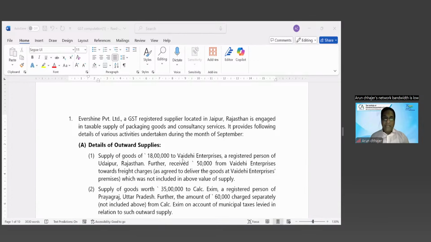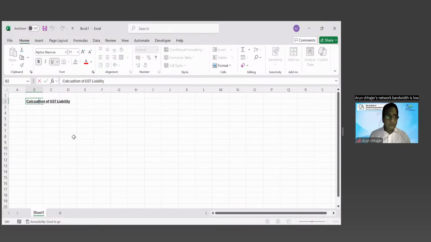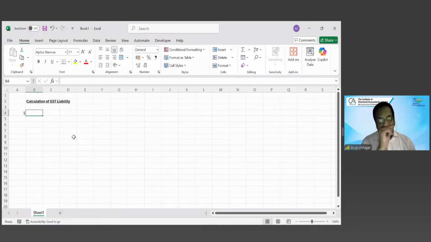will it be added in the value? The answer is yes. So I can write simply, calculation of GST liability. The calculation of GST liability would be, so let me take from there.